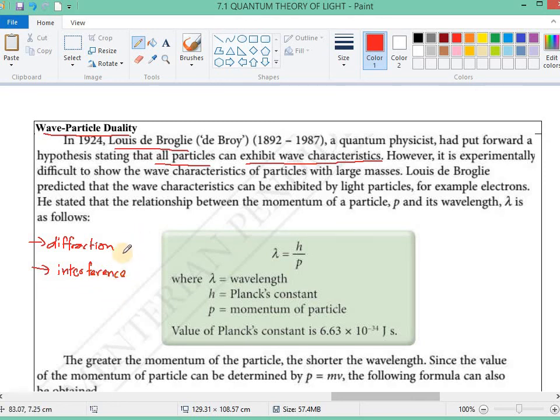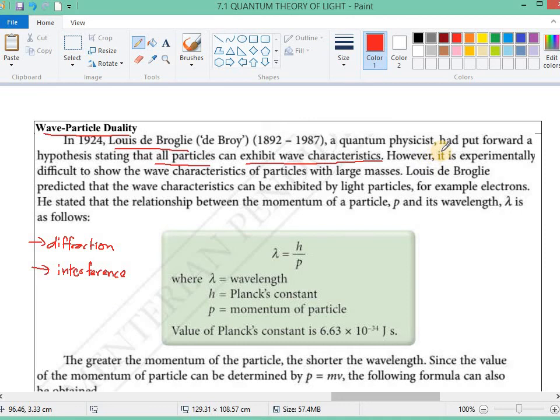We know that diffraction and interference are phenomena that only belong to waves. So if something can have diffraction and interference, that thing is a wave. So Louis de Broglie said that all particles can exhibit wave characteristics.